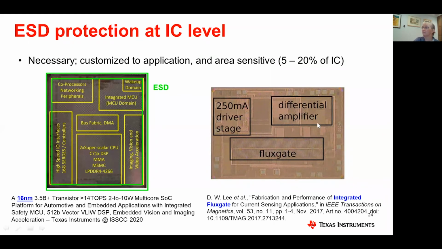And here's another example of another IC from TI. This is an integrated flux gate for current sensing applications. This chip or technology and paper was presented by my colleague, Dakwon Lee, who sits very close to me actually in TI. And again, I have to revise history and say, hey dude, don't forget the ESD. We want to add that in.